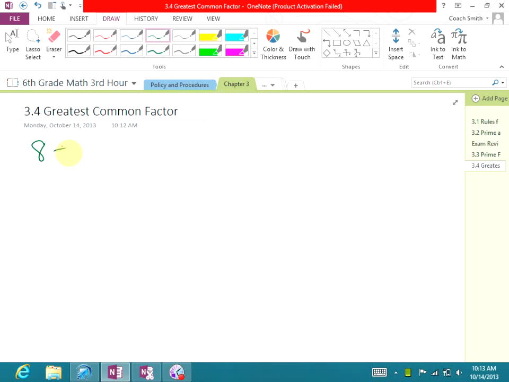Xander. 1, 2, and 4. And 8. There you go. 1, 2, 4, and 8. Those are the factors of 8. Now, if we list the factors of, let's say, 12. What are the factors of 12, Jesse? 1, 2, 3, 4, 6, and 12.